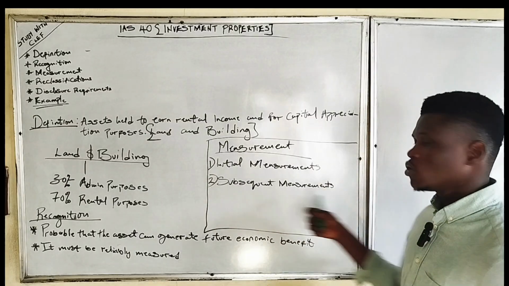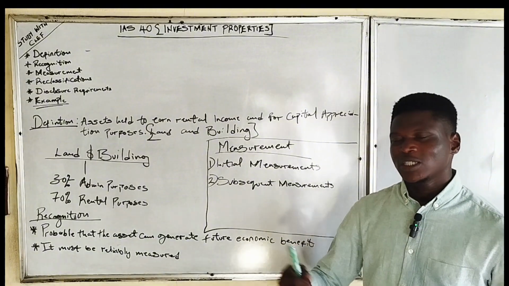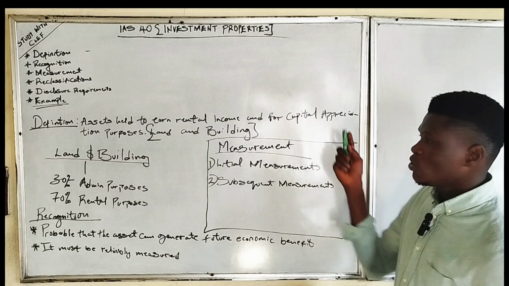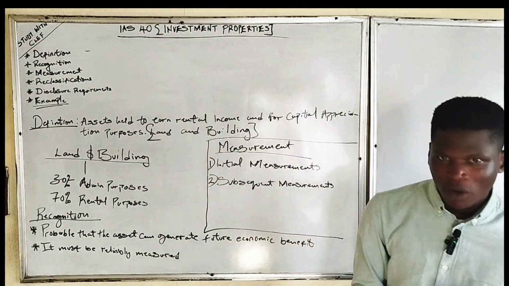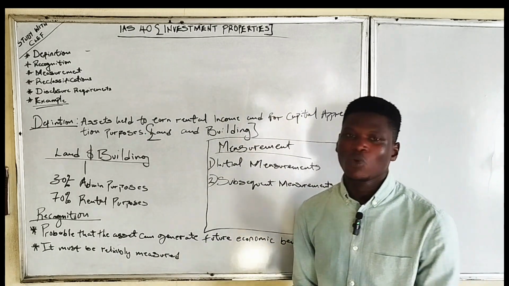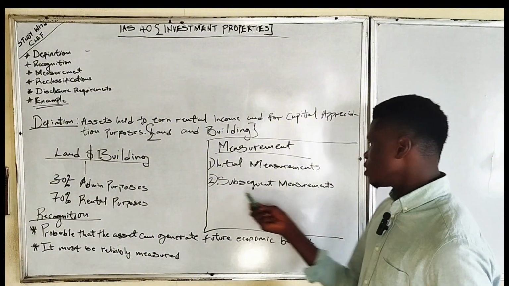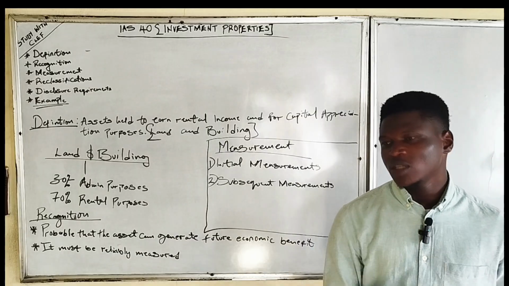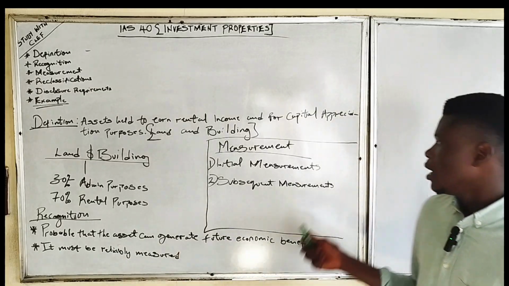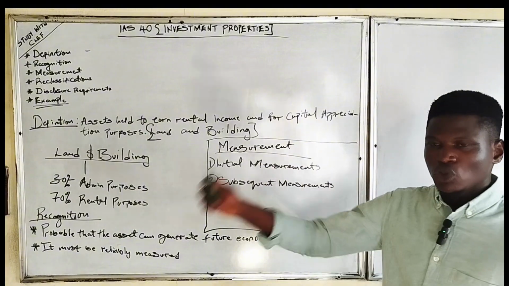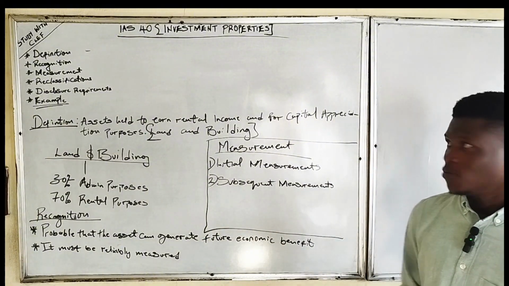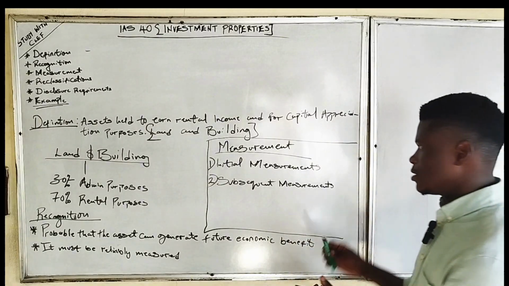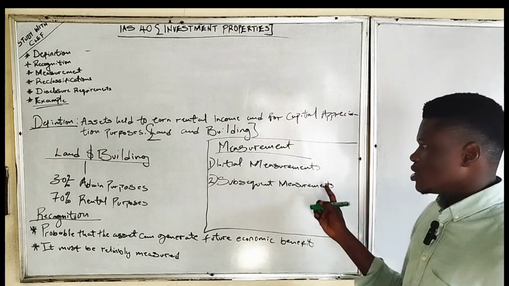And subsequent measurement is how you recognize this asset after an accounting period has passed. Just like we said, non-current assets are assets held over an accounting period, that's over 12 months. So subsequent measurement, after it has passed its first year, second year or third year, depending on the useful life of the asset, is what we call subsequent measurement. How do you recognize them in your financial statement? Basically, in your statement of financial position, under non-current assets. So that's initial measurement and subsequent measurement.